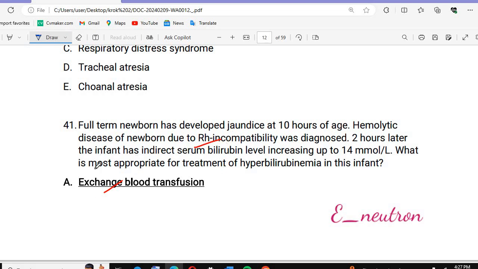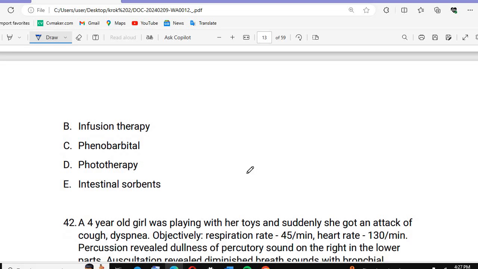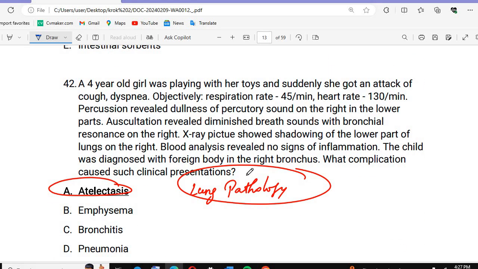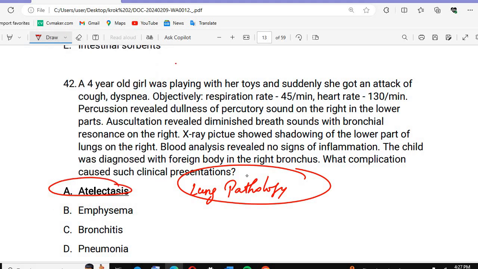Rh incompatibility was there. So what is the most appropriate treatment of hyperbilirubinemia in this patient? That is exchange blood transfusion. Then we studied this question, atelectasis. Yesterday we studied lung pathology, bronchitis, bronchial pneumonia, lobar consolidations. Remember, atelectasis means consolidation of the lungs. If any consolidation, that means atelectasis is there.